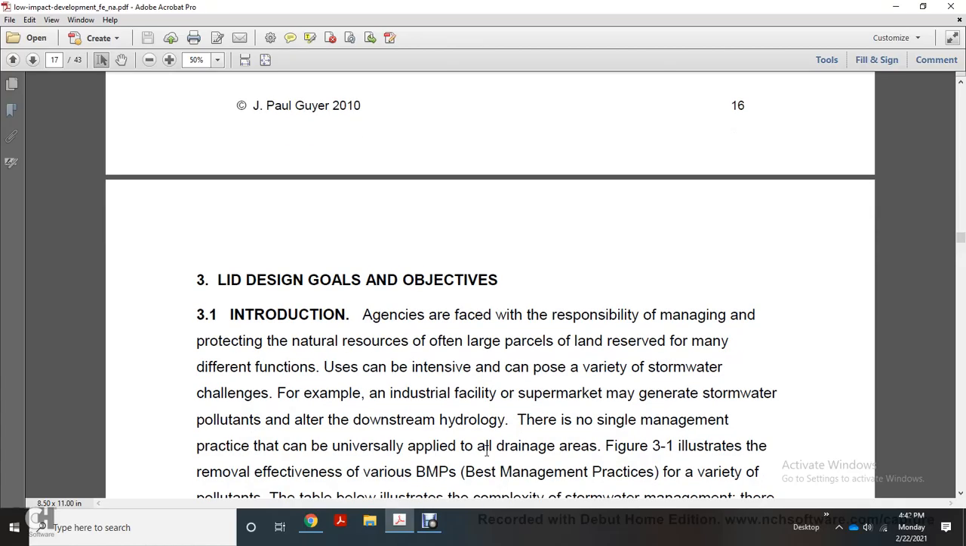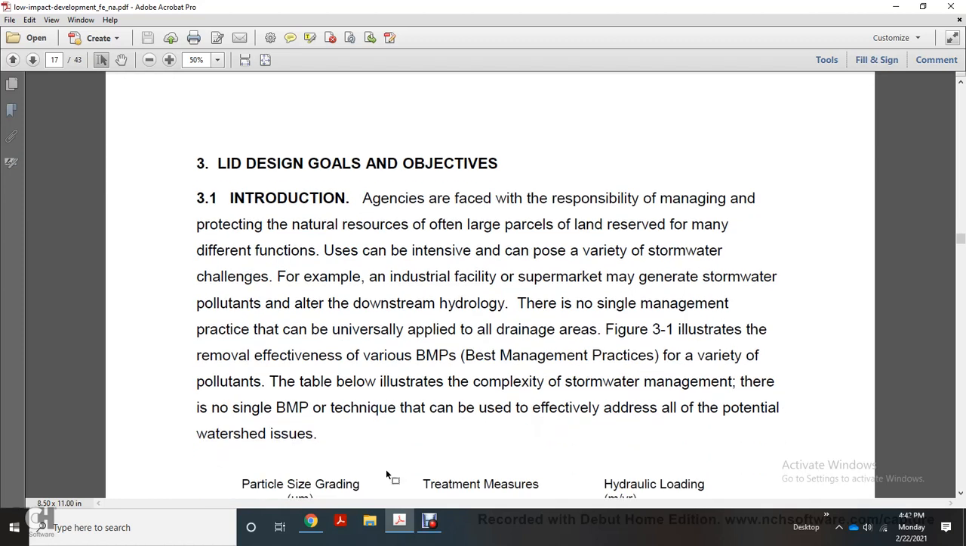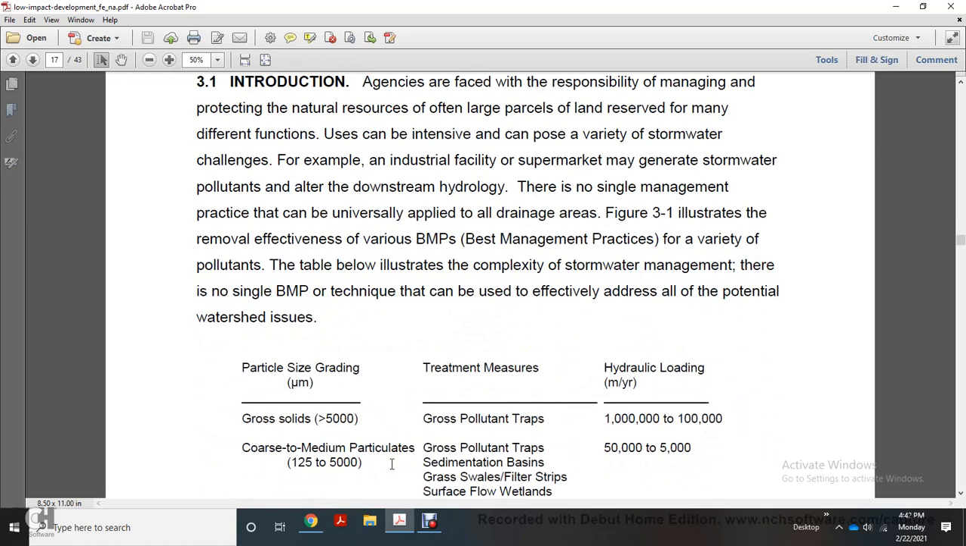No single management practice can be universally applied to all drainage areas. Figure 3.1 illustrates the varying effectiveness of best management practices across a variety of pollutants. The table below illustrates the complexity of stormwater management. There is no single best management practice technique that can be used effectively to address all of the additional watershed issues. This shows particle size, grading, treatment pressures, and hydraulic loading.